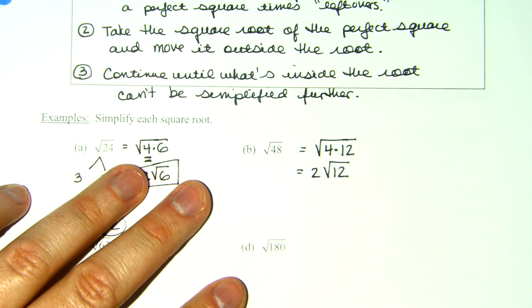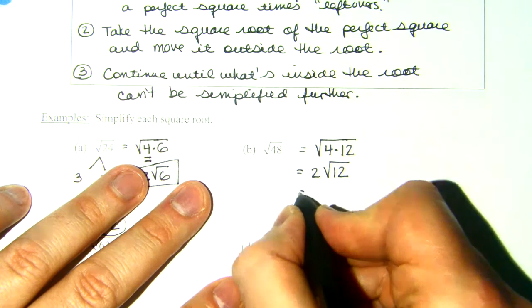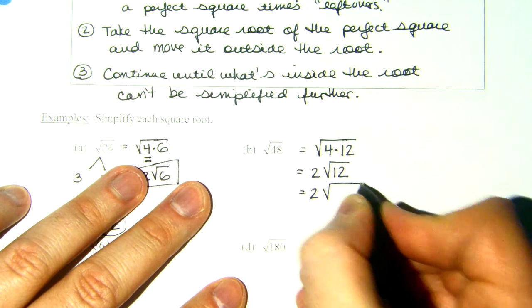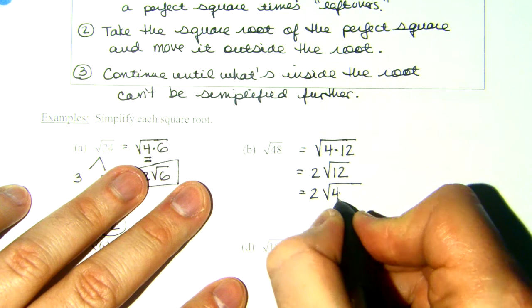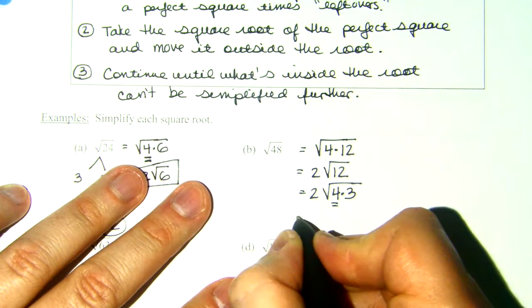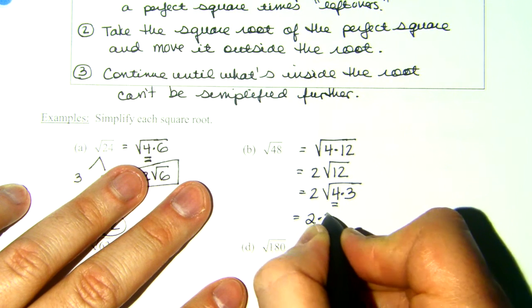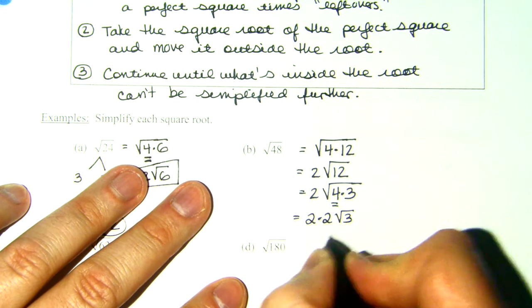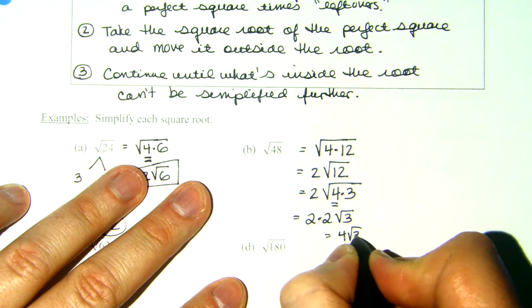However, we're not done. We would then need to rewrite 12 as, okay, what perfect square is inside there? I can divide it by 4. I can say 4 times 3. Square root of 4 is 2, so I'll move another 2 out front. I've got 2 times 2 root 3, and I'm going to get 4 root 3.